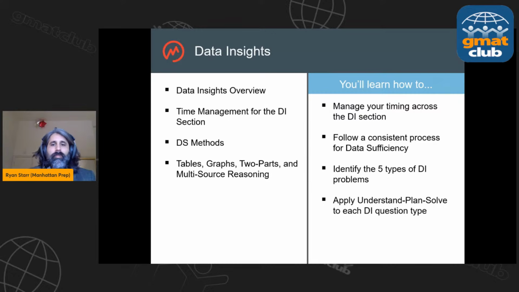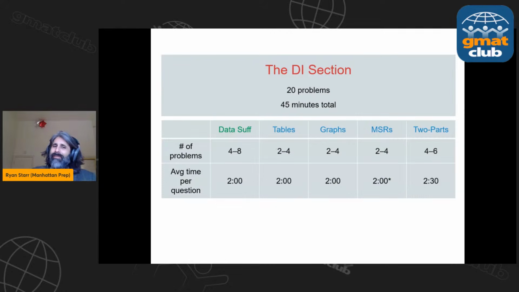Okay. So, the data insights section is a bit hard to pin down right now. There's a lot of variability in how many of each question type you'll have. However, the typical expectation would be about 8 data sufficiency questions. And then 2 to 4 is about right for all of these question types. You probably get about 4 two-parts, about 3 MSRs, about 3 graphs, about 2 tables. It's changeable from test to test. That's about the way it goes.